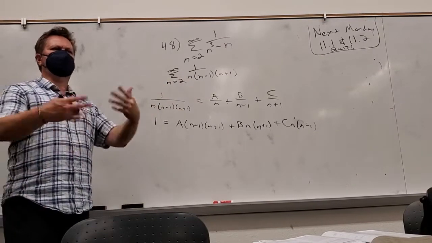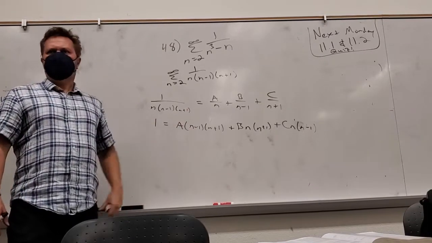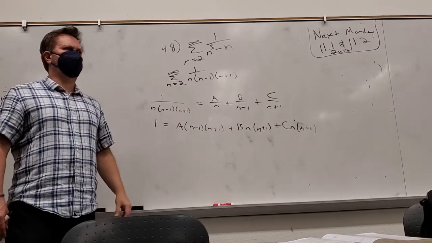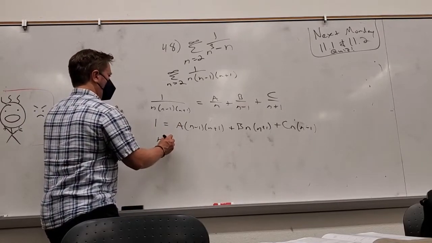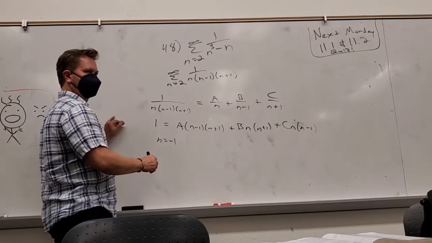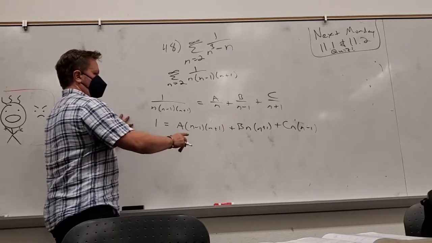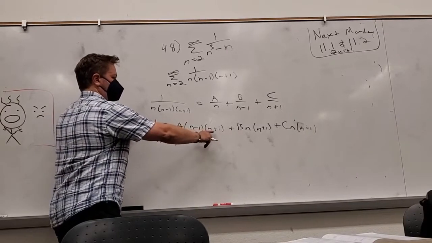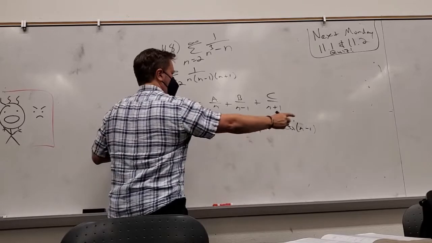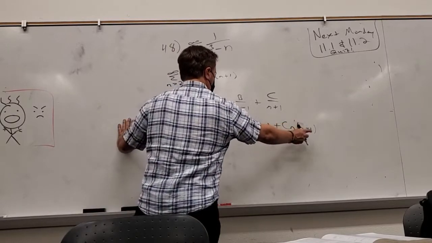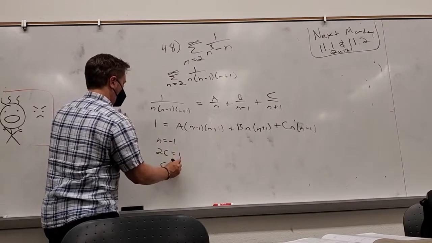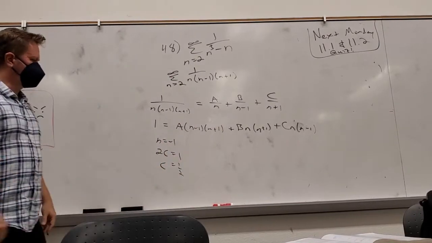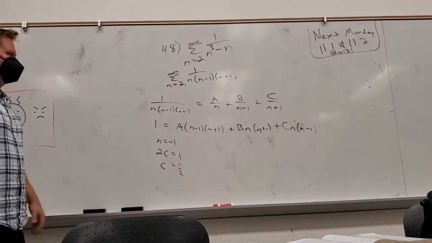And then now what method do you want to use? Do you want to get a matrix, a system of equations? I'd let n equal negative 1. Sure, -1. So that would mean that 2c equals 1. C is 1/2. Double check me on that. I think that's right.